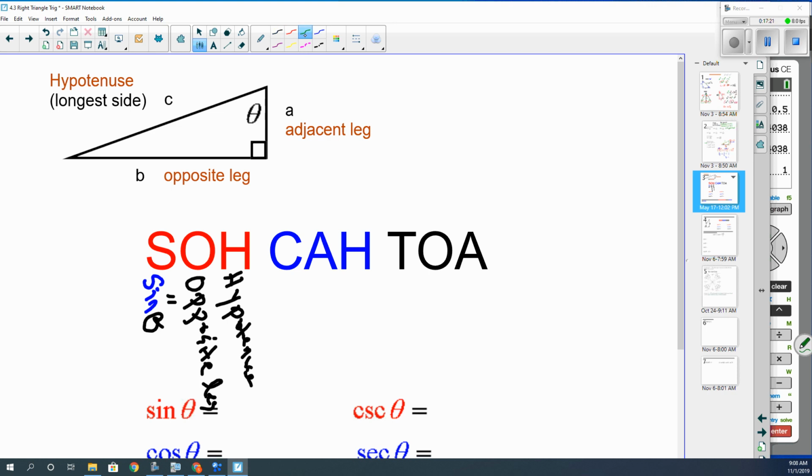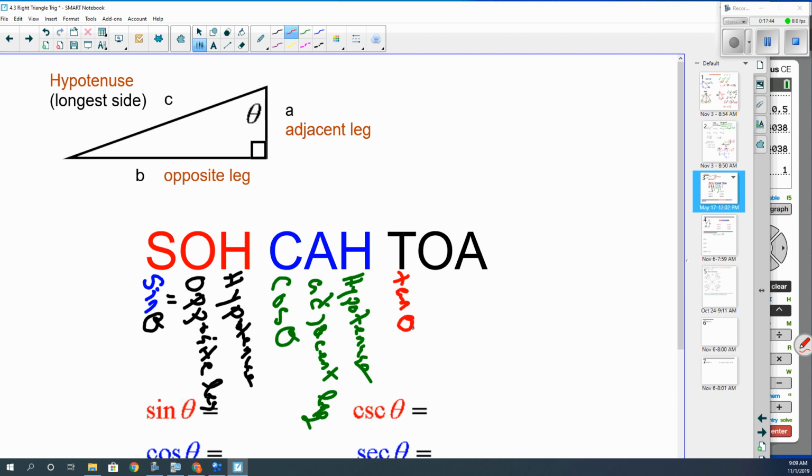The CAH part on SOHCAHTOA, the C stands for cosine. Cosine of the angle equals, A stands for the adjacent leg, and the H stands for the hypotenuse. And then on the TOA, T stands for tangent. Tangent of the angle. The O is still the opposite leg, and the A is the adjacent leg.